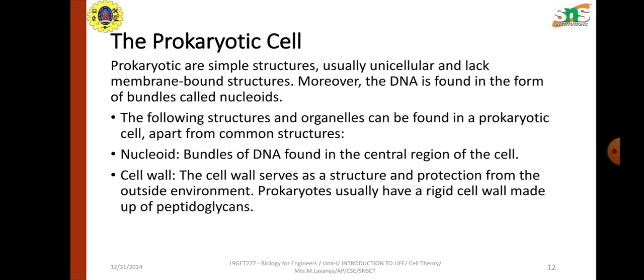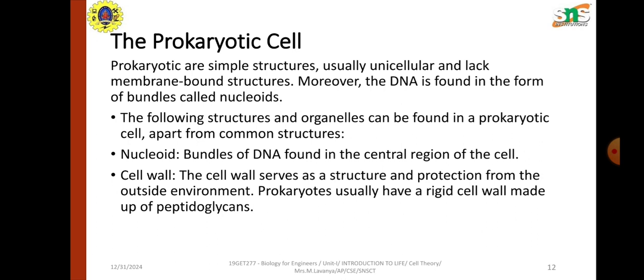First one is nucleoid. The DNA found in the center region of the cell is known as nucleoid. It is nothing but the bundle of DNA structure present in the mid of the cell. Second one is cell wall. The cell wall serves as the structure and protection from outside environment for that cell.